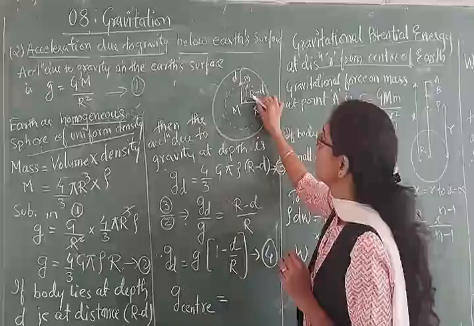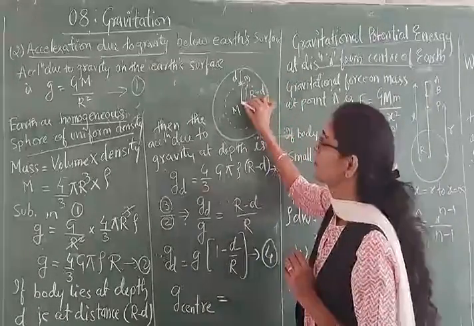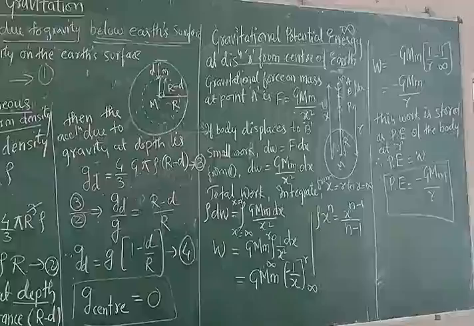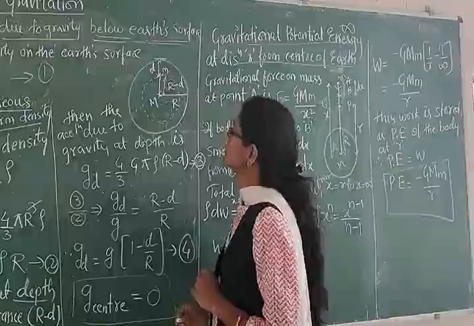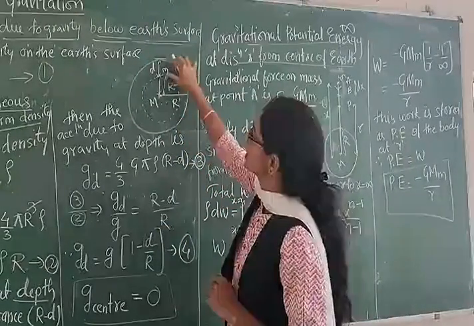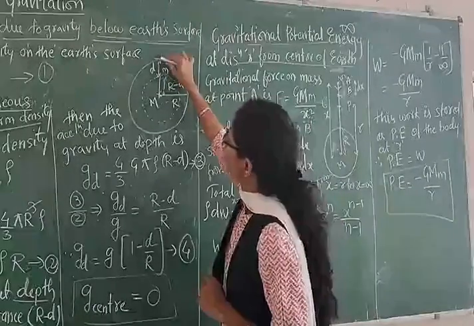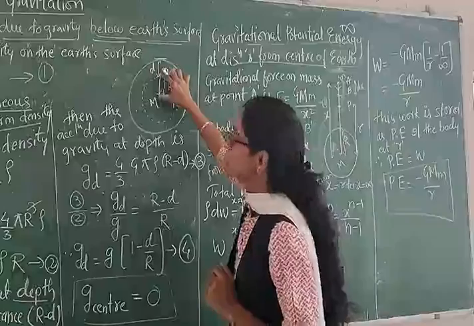Therefore I am getting R minus the distance of that point mass from the center of the earth. Is that clear? So the distance we need to find out is small d. Here the object is lying at some depth d. The distance is R minus d.